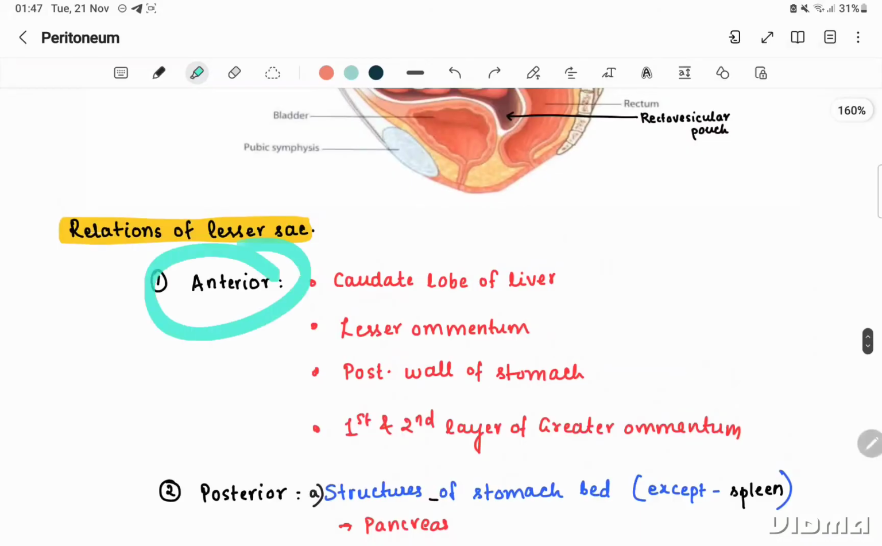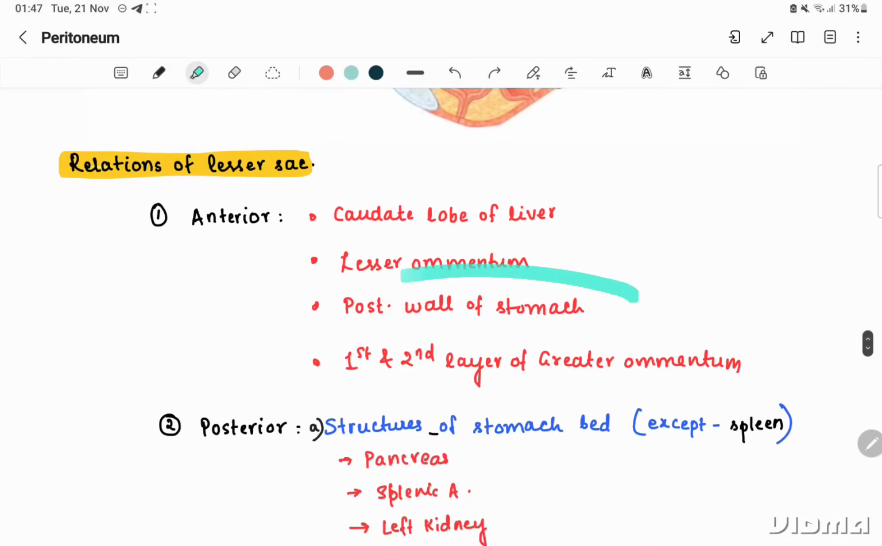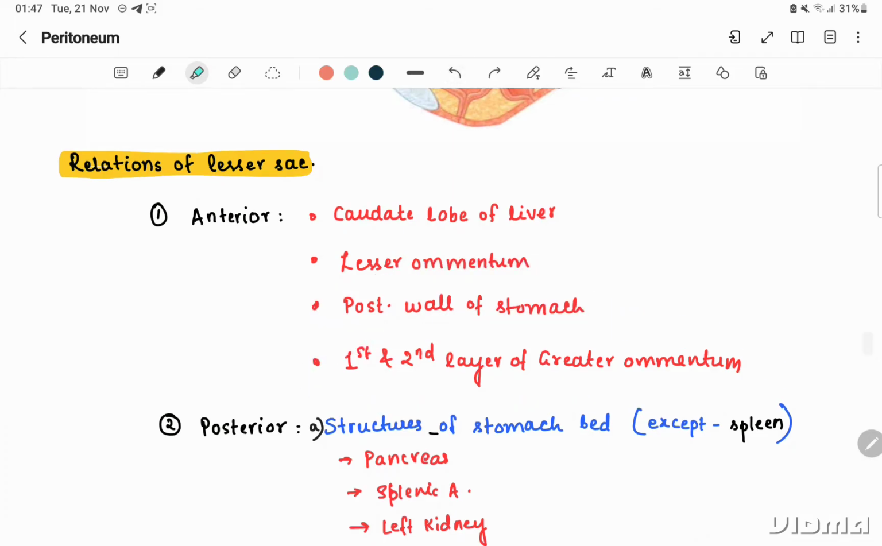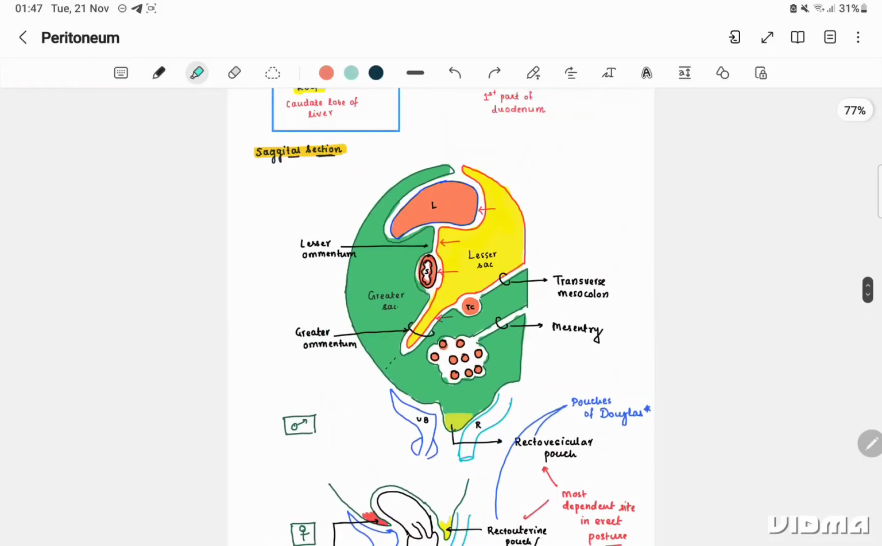And the anterior relations of the lesser sac. Anteriorly we have the caudate lobe of the liver, the lesser omentum, the posterior wall of the stomach, and the first and second layers of your greater omentum. Understood? So let's move back to the diagram.